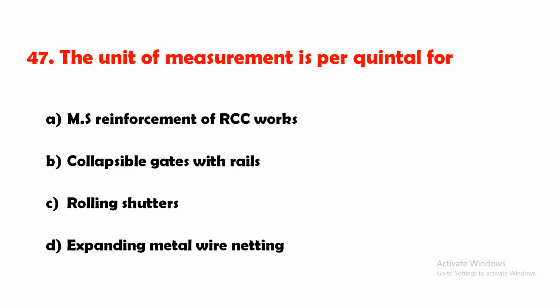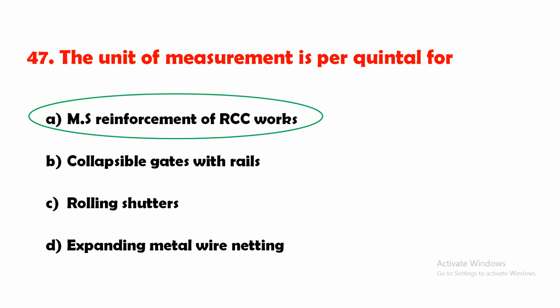The unit of measurement is per quintal for: mild steel reinforcement of RCC works, collapsible gates with rails, rolling shutters, expanding metal wire netting. The answer is, the unit of measurement is per quintal for mild steel reinforcement of RCC works.